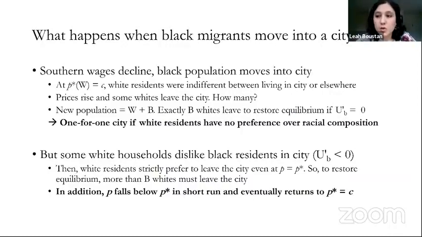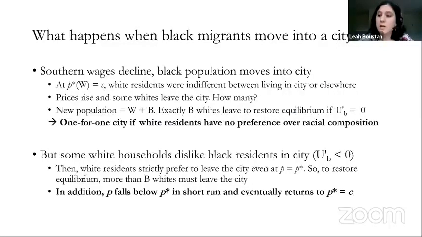So we do this in order to get a benchmark prediction, and we see the prediction right here, that if whites have no preference over racial composition, then there will be white departures when Black population moves in, but simply because these are new people, not because they're new Black people. And so there will be one-for-one departures from the city. So this is something we can test in the data. We can ask, when Black population moves in during this 1940 to 70 period, how many whites leave? Is it 1-for-1 or is it more?